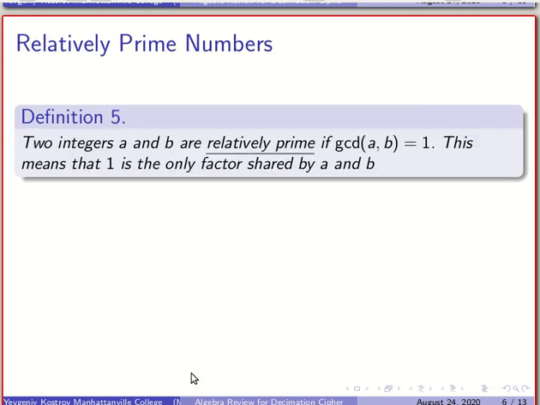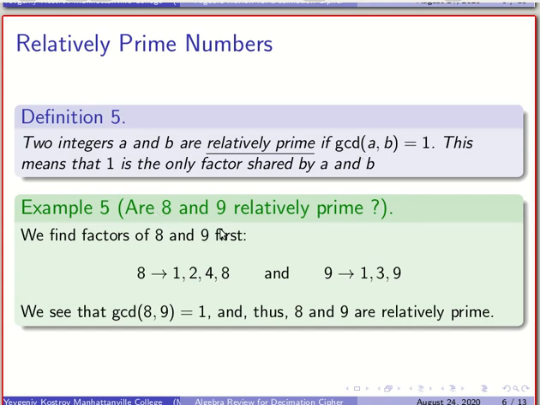The next idea is probably one you haven't seen before. It's called relatively prime numbers. So 2 integers a and b are relatively prime if the greatest common divisor of a and b is 1. This means that 1 is the only factor that is common to both lists of factors of a and b.